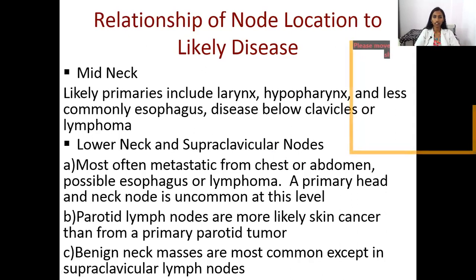So mid-neck lymph nodes are likely to have primaries which include the larynx, hypopharynx, commonly the esophagus, disease below the clavicles, or lymphoma. So lower neck and supraclavicular lymph nodes could most often be metastatic from the chest or abdomen, possibly the esophagus, or lymphoma. A primary head and neck node is uncommon at this level. So parotid lymph nodes are more likely skin cancers than a primary parotid tumor.